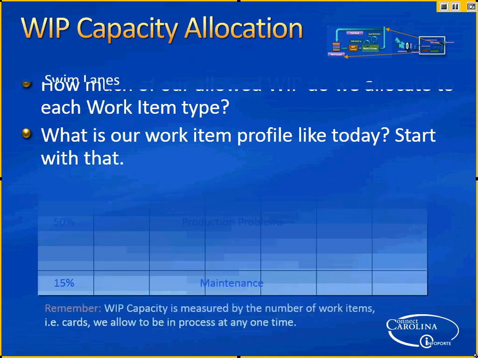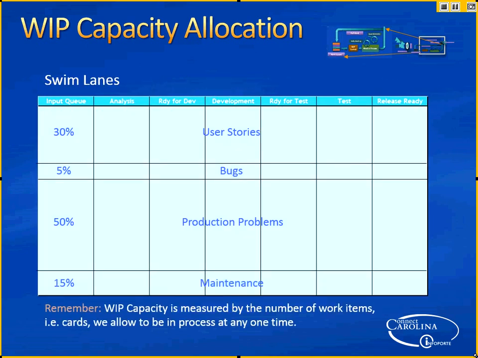But you could say 50% for production problems, 30% is for user stories, basically meaning some user enhancement, right? 5% is for fixing bugs and stuff that you just keep on display, right? And 15% is maintenance. I made that up, okay, but that's the sort of thing you would do.